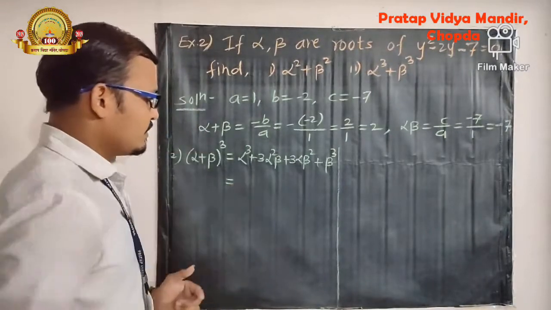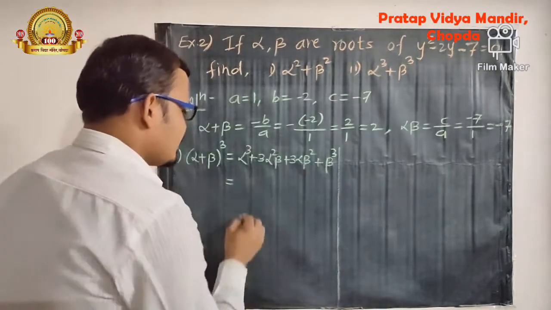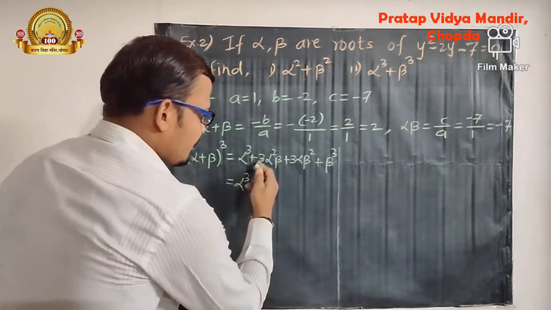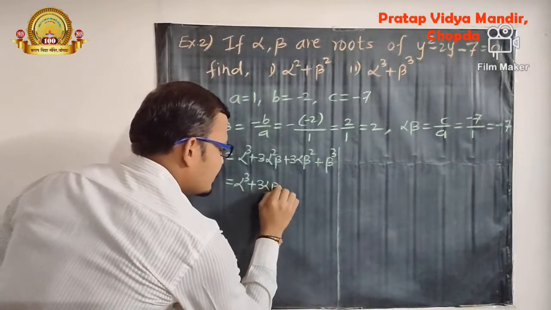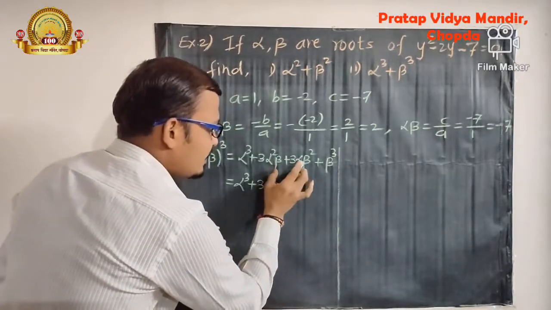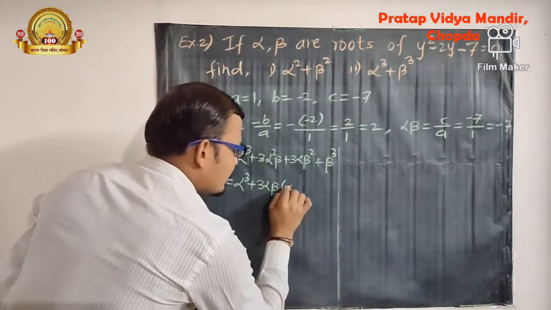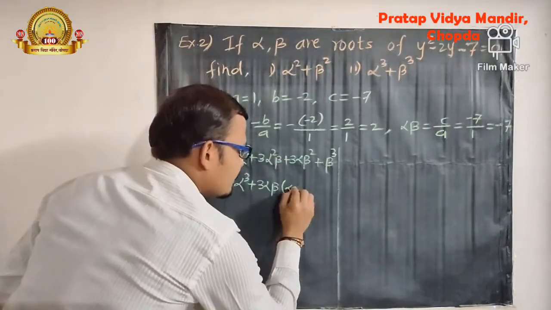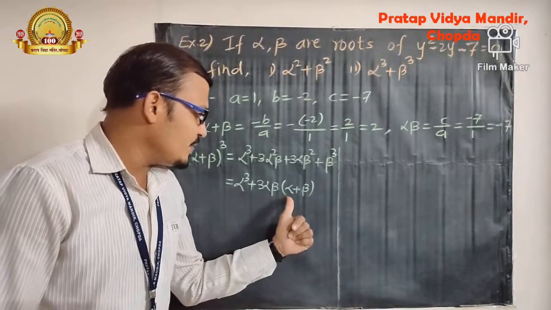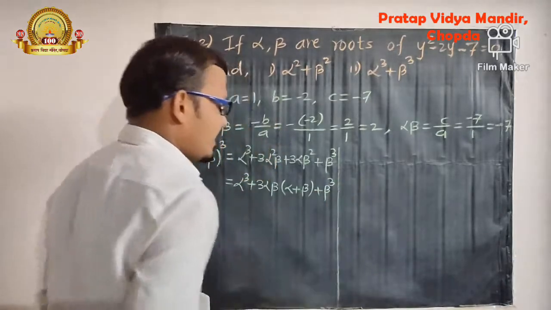Now something is common in these two terms, so we have to separate these common terms, and hence we get here alpha cube. What is common here? 3 alpha beta is common, so we take it separate from these two terms, and what will remain here? Here alpha remains, and here plus beta. So we get the middle term 3 alpha beta into bracket alpha plus beta, and our last term is beta cube as it is.